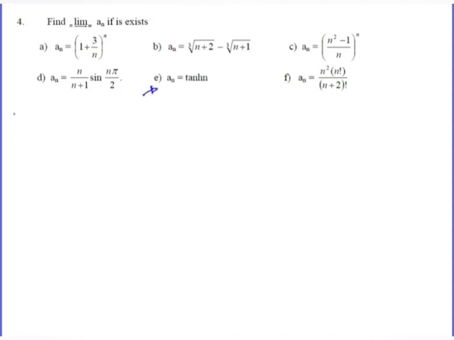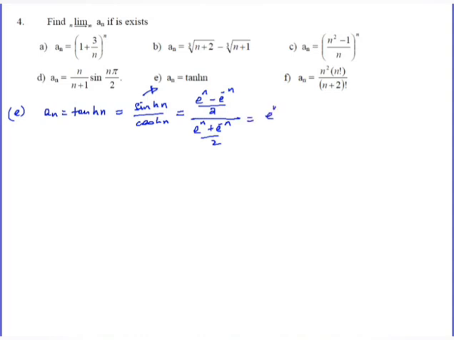In part e, the sequence an is tan hyperbolic n. Tan hyperbolic n is the same as sine hyperbolic n over cos hyperbolic n. If you don't know what a hyperbolic function is, sine hyperbolic is defined by this formula: e to the power of n minus e to the power of minus n, over 2. Cos hyperbolic is e to the power of n plus e to the power of minus n, over 2. So this is the same as e to the power of n minus e to the power of minus n over e to the power of n plus e to the power of minus n. This is tan hyperbolic n.